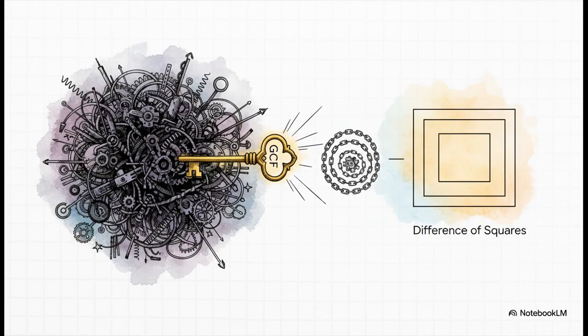All right, here's a pro tip for when things look a little messy at first. If you look at an expression and the numbers don't seem to be perfect squares, don't just give up. Your very first move in any factoring problem should always be to look for a greatest common factor, or a GCF. Pulling that out often reveals a much simpler problem hiding inside.